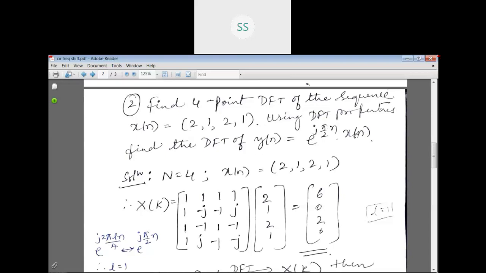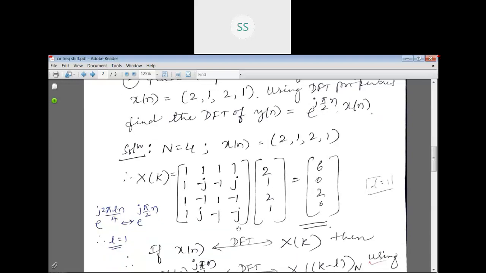But x of n I am multiplying with e power j 2 pi by 2 n. So for such a sequence, what is the DFT that you have to find out? Now again, as we have done with the previous properties, you can find the solution by the property itself, or you can also find the solution directly just for the verification. So both I will show you.